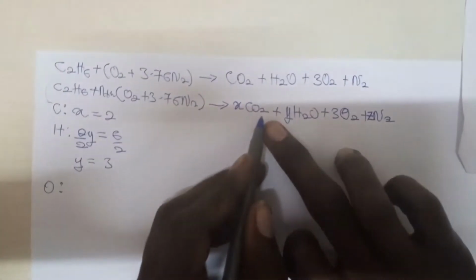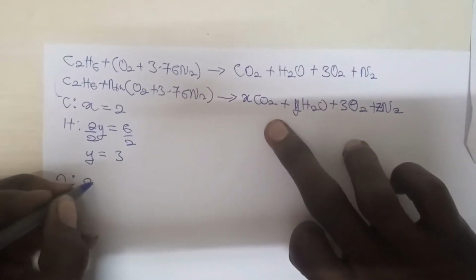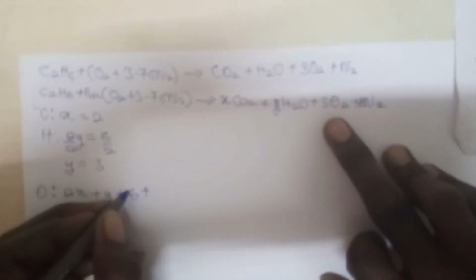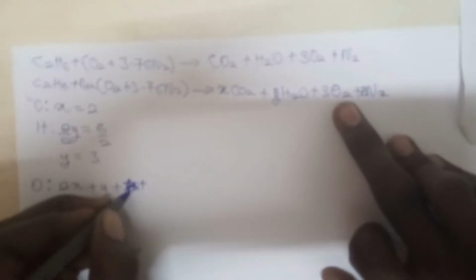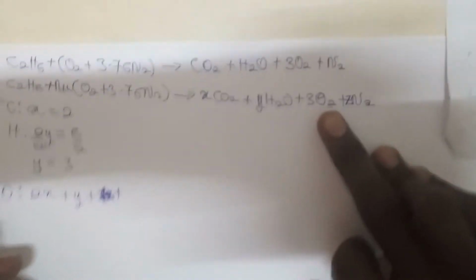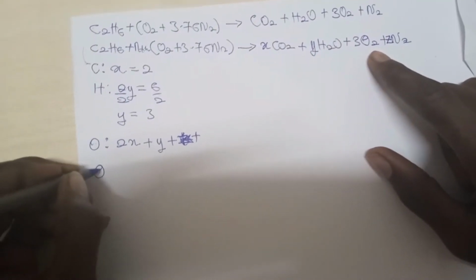Now when we look at the product side, we have 2 oxygen here. So we will make 2X plus, we have only one oxygen here, so plus Y, plus how many oxygen, there is 6 oxygen here, so 6. Plus, let's make this place 6K. So now the oxygen is done.